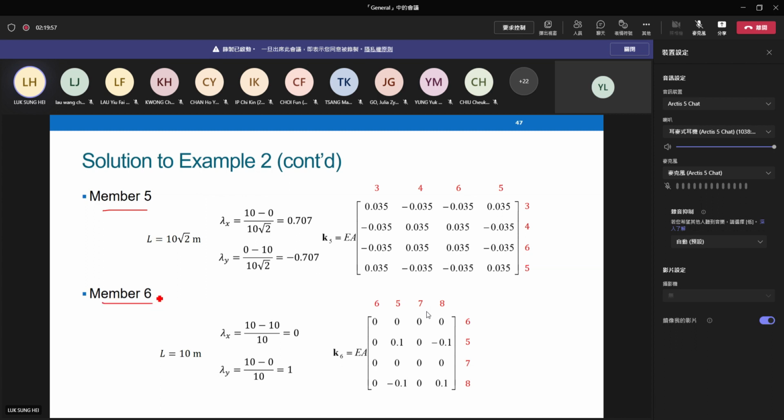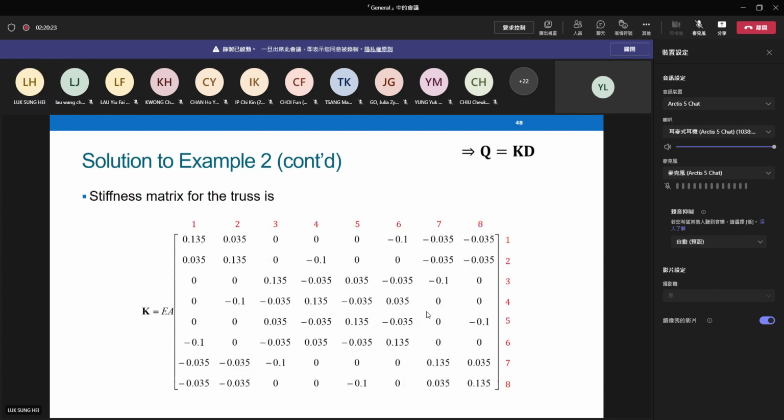Then you get all the element matrices K1, K2, K3, K4, K5, and K6. The next part is to add up all the matrices together. In example 1, I showed you different ways to add up the matrices. You can enlarge all the element matrices to 8 by 8 matrices if you like, or you can directly add them up based on their index. This is the final outcome. If you have time, you may try to add up everything according to their positions. Then this becomes the final outcome.